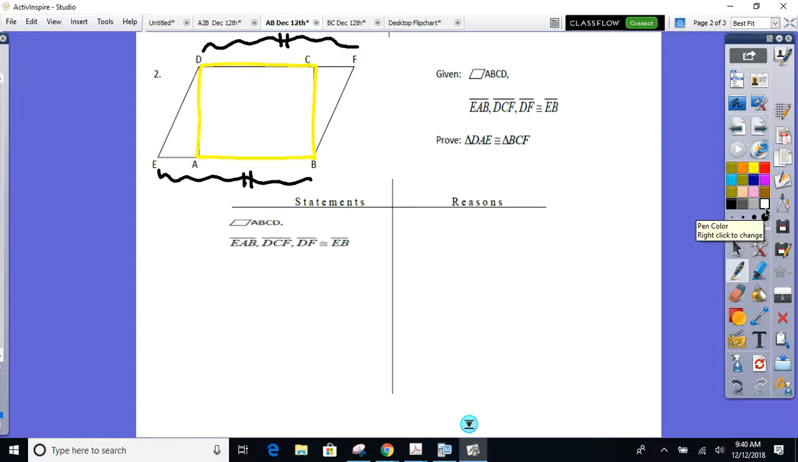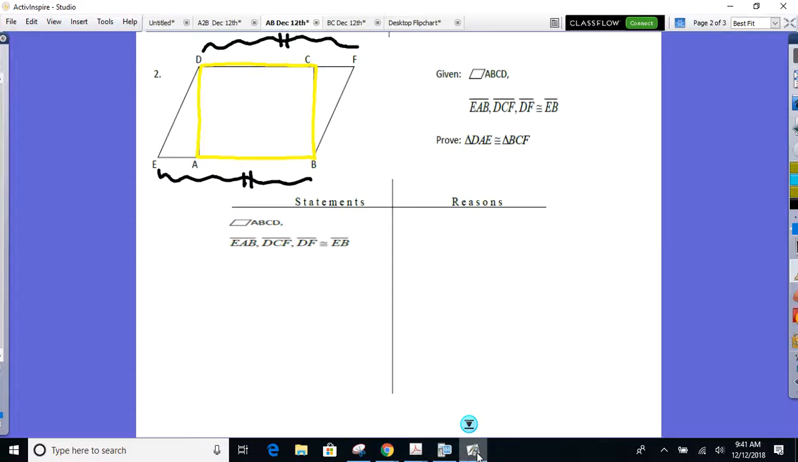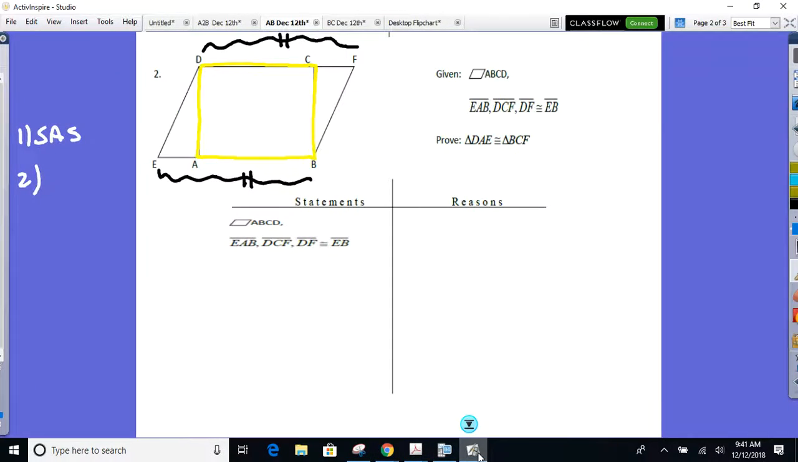How many ways were there to prove triangles congruent? Five. All right, let's go. We need a refresher here. Two, one way. Side angle side. Next.